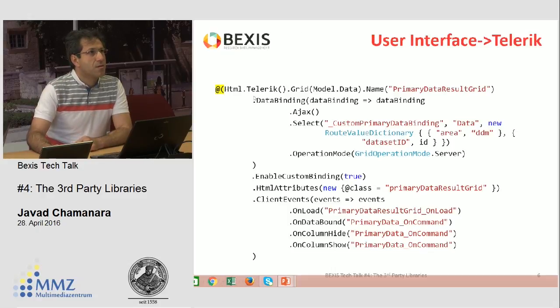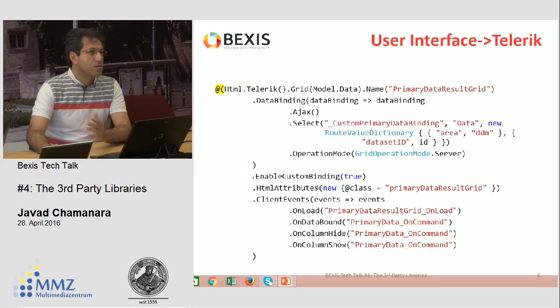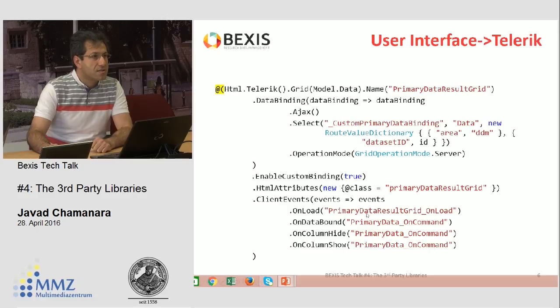So here, this is a Telerik grid that is bound to a model. The model is passed to this view via the controller, and then there are some settings here. There is an AJAX call to select data from somewhere. This somewhere is defined by this information. And then the rest is how the grid should react when something is loaded, when data is bound, when a column is going to be hidden or going to be shown, and so on. So some part of this is rendered on the client side, and some parts like this AJAX call and these events are called on the client.